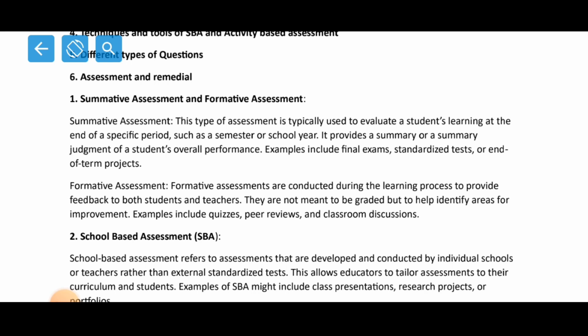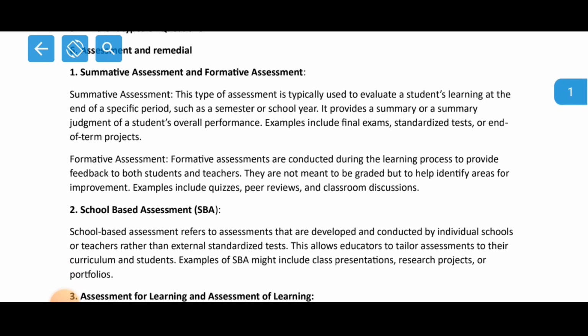Whenever you are asked what you understand by summative assessment, you should be able to tell them that this is a type of assessment which is carried out at the end of a session, be it at the end of a semester or at the end of the year. All these yearly, quarterly or half yearly examinations are termed summative assessment. Remember this term: at the end of the session.